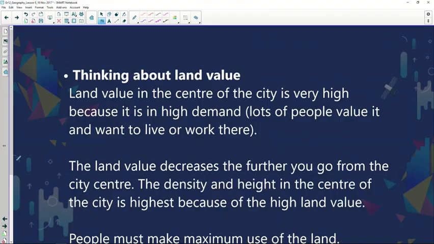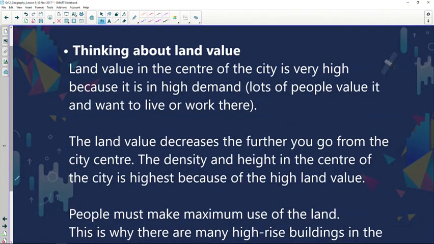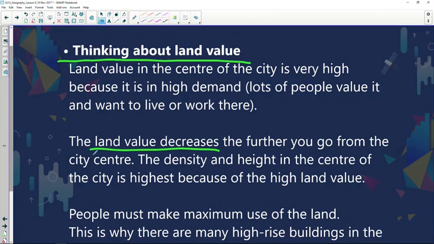Now, we've discussed the density and the height of buildings. Now, if you think about land values, just quickly going over this again. Obviously, closest to the CBD, the land values are the highest. So basically what happens is instead of moving outwards, people build higher. Now, as you can see, the land value decreases as soon as you go out of the city center.